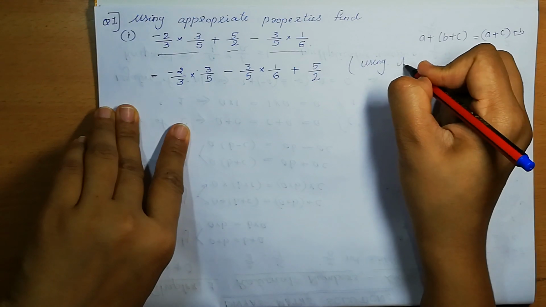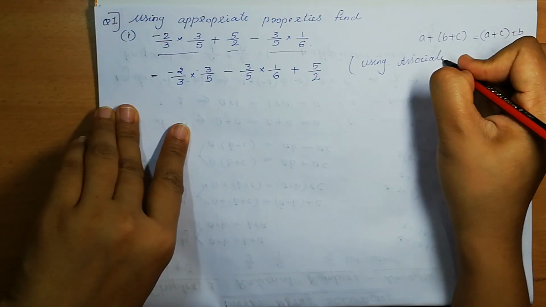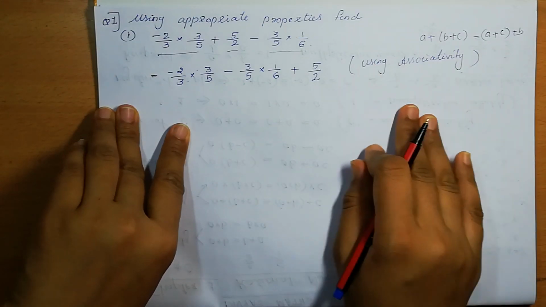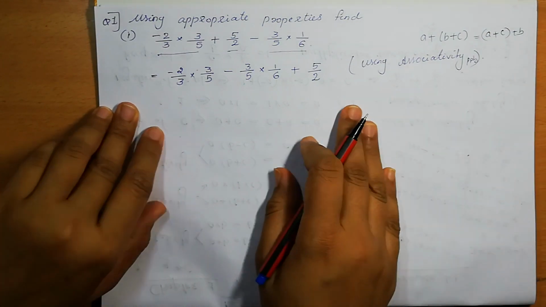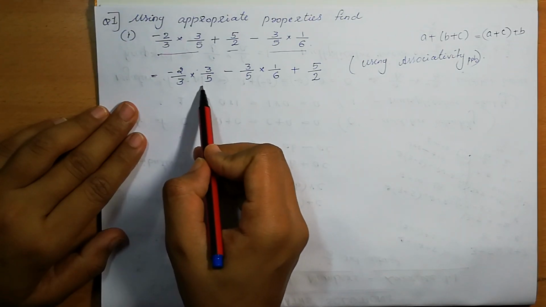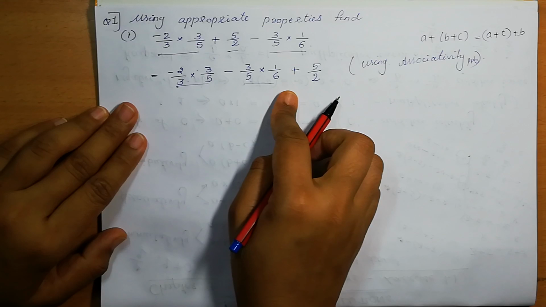So here in bracket we can write using associativity. We can write using the associativity property. Okay. Now again three terms are here, correct? Next we can see that in this term and this term 3 by 5 is common.